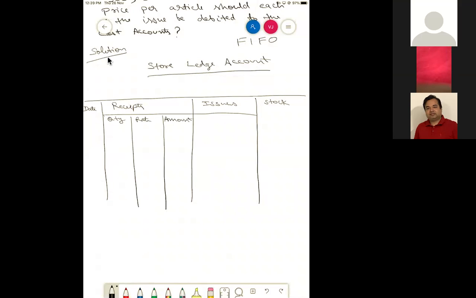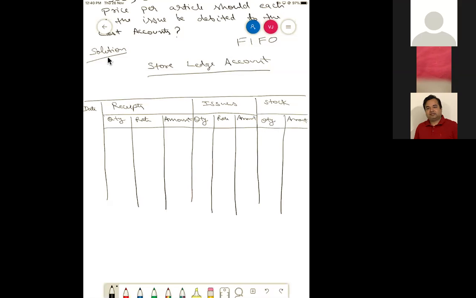Similarly, we can make 3 sub columns in issues also. That is quantity, then rate, then amount. And in stock, you make 2 sub columns. One would be your quantity and then amount. So these are the various sub columns in receipts and issues.